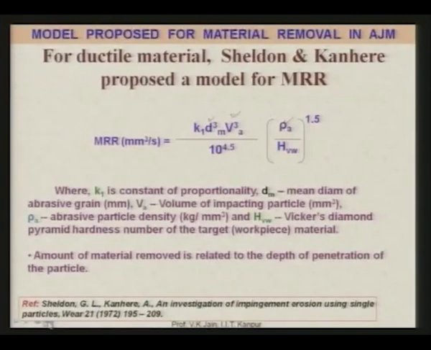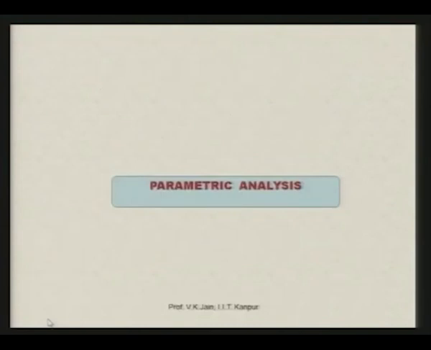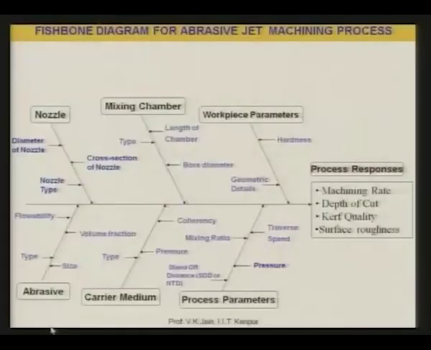Now, this paper appeared in the International Journal of Wear in the year 1972. It is important to understand the effect of various process parameters on the performance of the AJM process. That is why I will give you a brief parametric analysis of the AJM process. Now, this is the fishbone diagram for the abrasive jet machining process, where you can find the different parameters which really affect the response in terms of process performance. So, let us start from here.